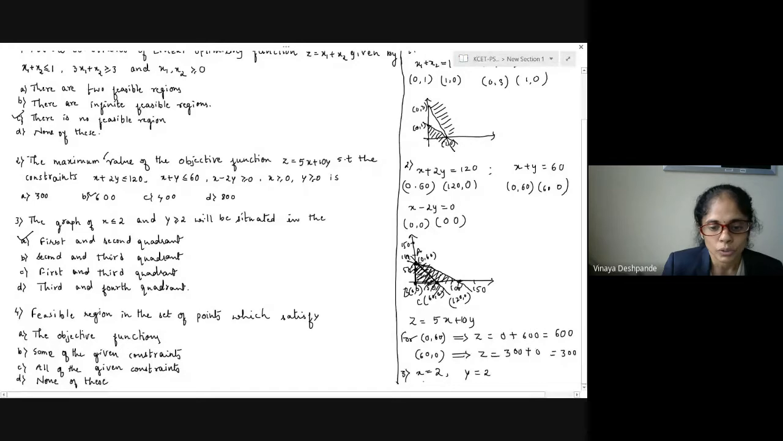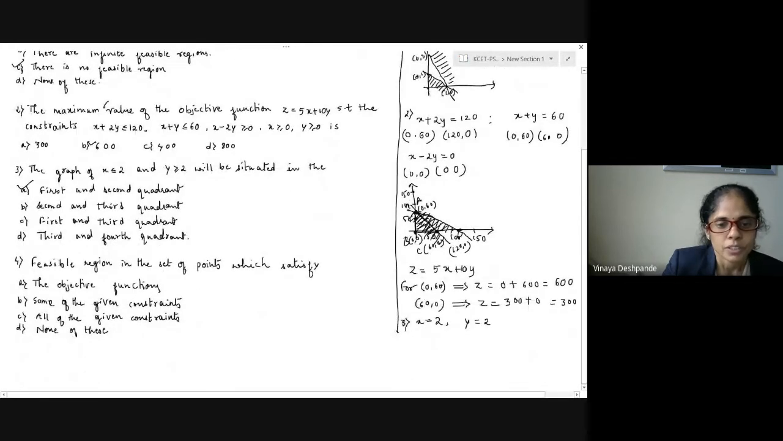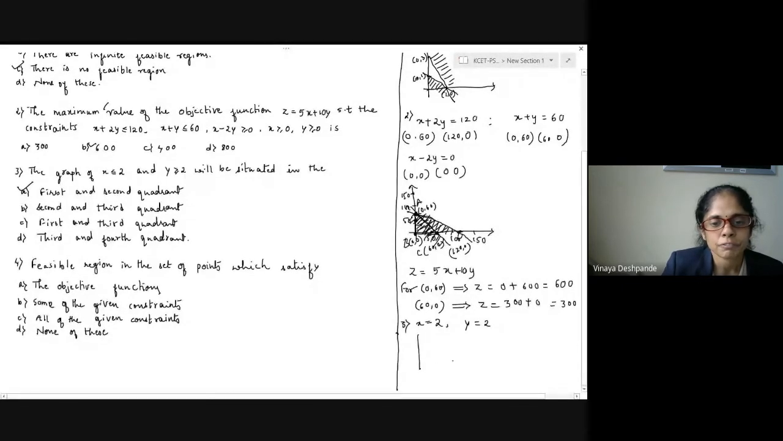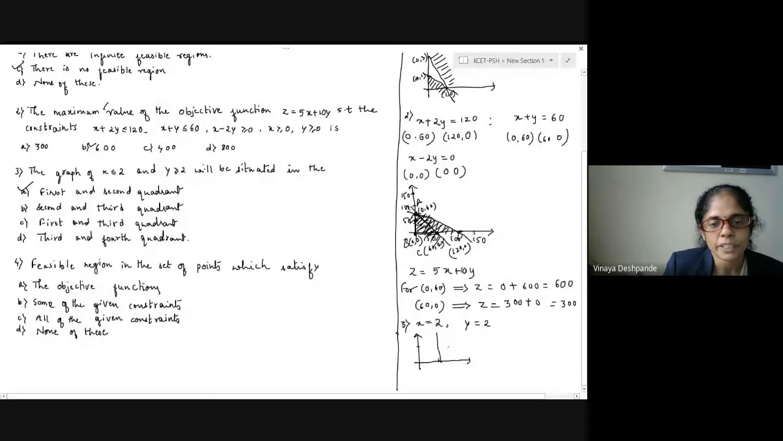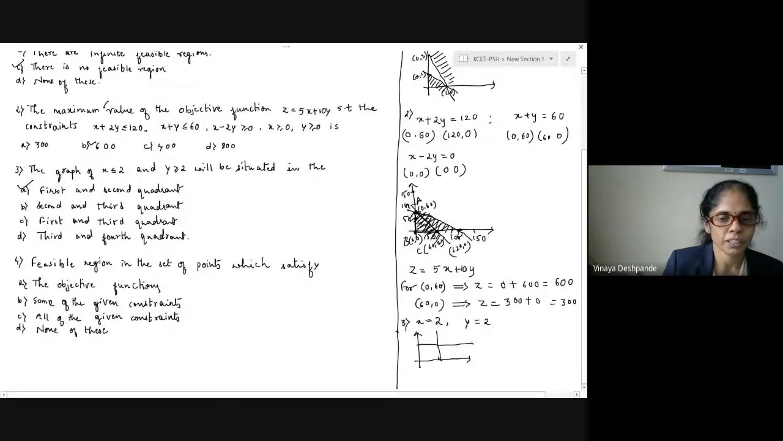So now, let us draw the graph. Very easy, very simple. X is equal to 2, a straight line parallel to the y-axis. Y is equal to 2, somewhere here approximately I am writing y is equal to 2, a straight line parallel to the x-axis.